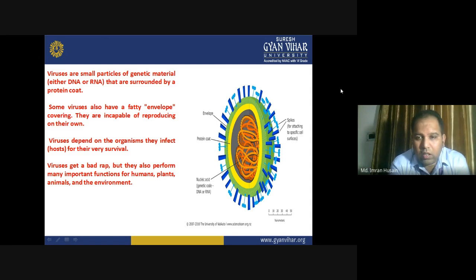Here you can see that this virus in the diagram is approximately 50 nanometers. It has spikes for attaching to specific cell surfaces, an envelope obtained from a host cell, a protein coat covering the genetic material, and nucleic acid, the genetic code, in the form of DNA or RNA. So you can see the design of a virus is really very simple, simple and effective.